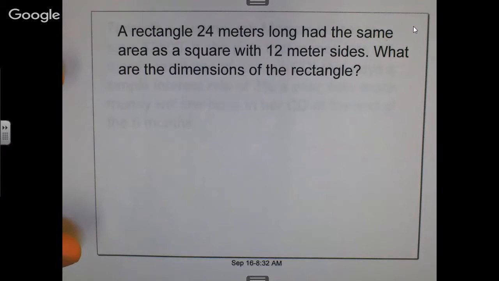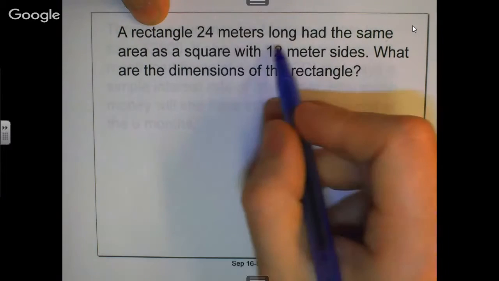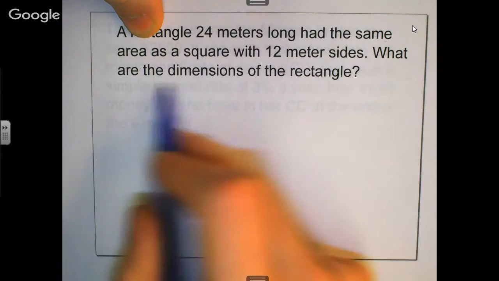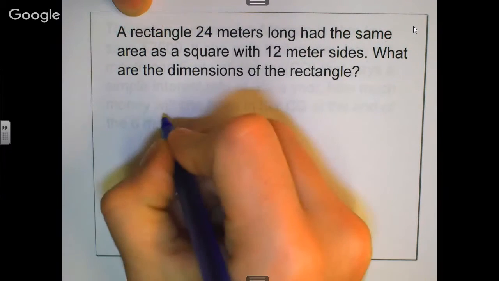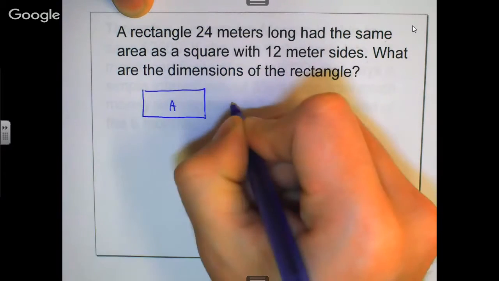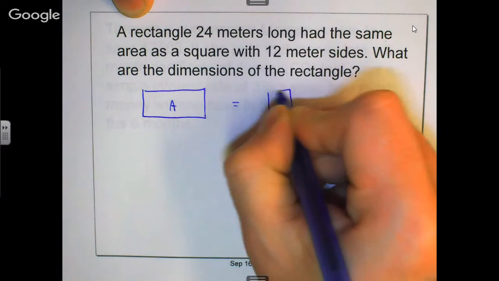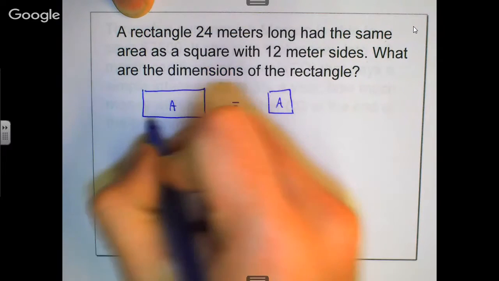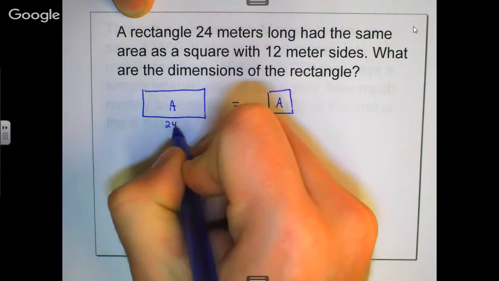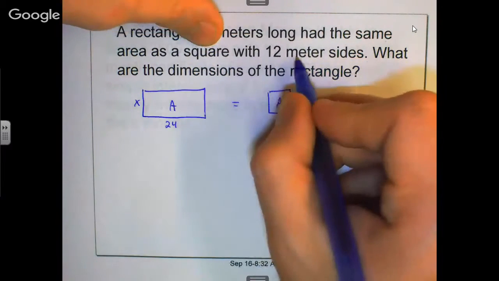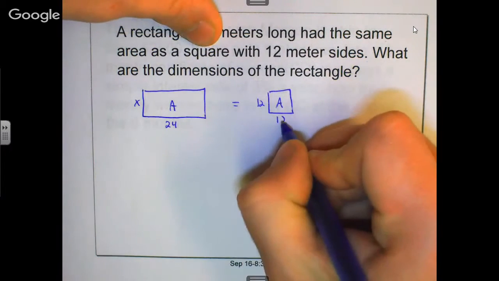Sometimes it's nice to draw pictures with word problems. So a rectangle 24 meters long has the same area as a square with 12-meter sides. What are the dimensions of the rectangle? So I have this rectangle here, and the area of that rectangle will be the same as the area of some square over here. Well, the dimensions of this rectangle is 24 by x. We don't know this. It didn't tell us up here. The square has 12 meters by 12 meters.